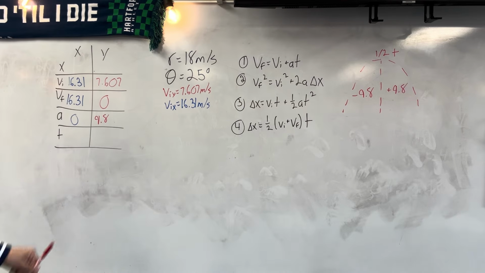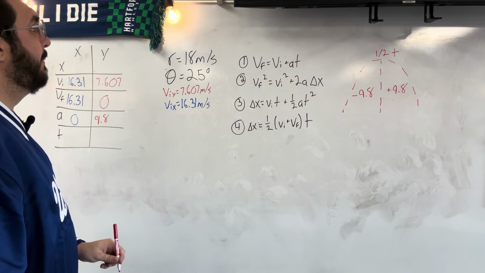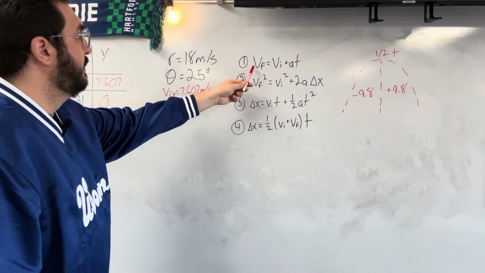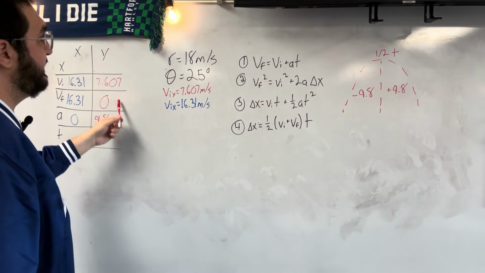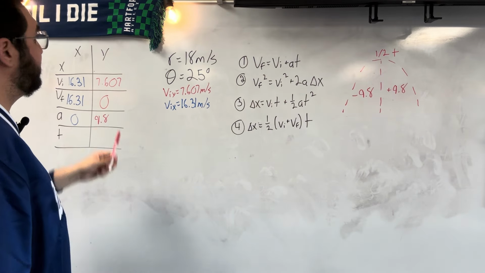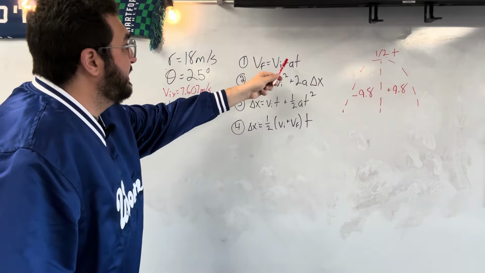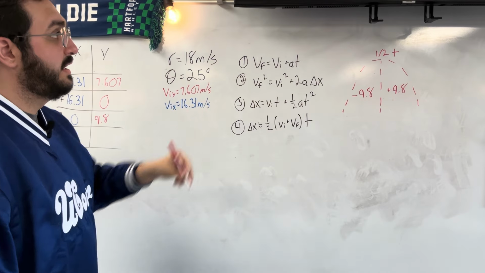Now, with this table as it is right now, and if we look over at our equations, I'm immediately drawn to look at equation 1. V final equals V initial plus acceleration times time. V final is 0. V initial is 7.607. A is going to be negative 9.8. T is unknown. We can solve for time.